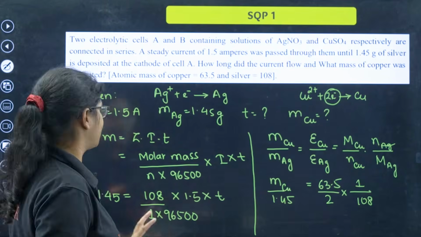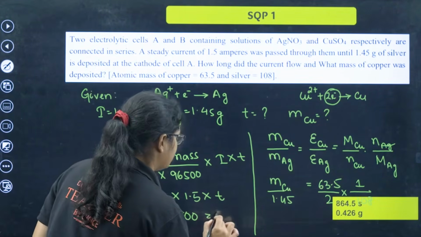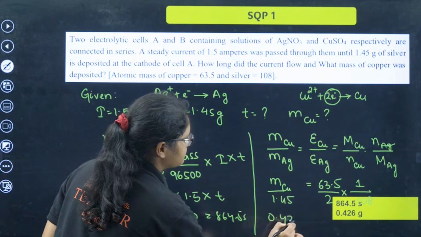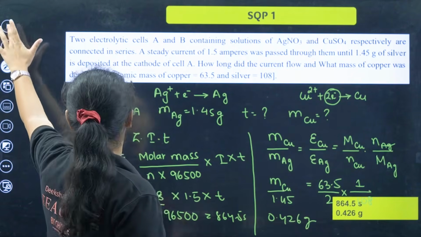In this too you have to do the calculation, and after you do the calculation, the time you will get is 864.5 seconds, and the mass of copper you will get is 0.426 grams. Okay, moving to the next question.